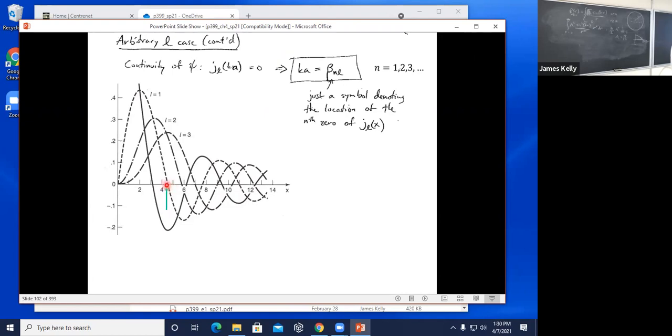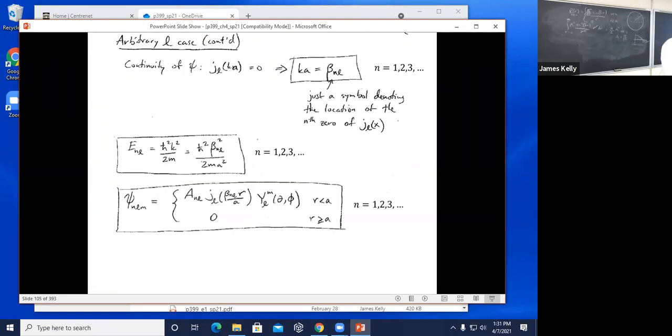That x value where it crosses the axis, because I'm looking at L equals 1, and we found the first zero after r equals 0. So we just found beta 1,1. That's where that green arrow is pointing to on the x-axis. There's beta 2,1, the second zero of the J1 function as a function of kr, and so on. There's beta 3,1. So that's somewhat confusing, but there's just a name given to those.